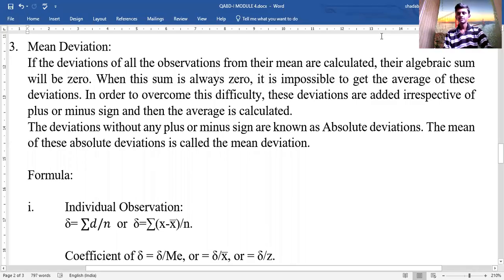Hi students, in today's class we will discuss mean deviation. In previous classes we have already done two measures of dispersion, that is range and quartile deviation. Now we will move forward to mean deviation. Before going further, I will give one simple example and then move on to the meaning of mean deviation.